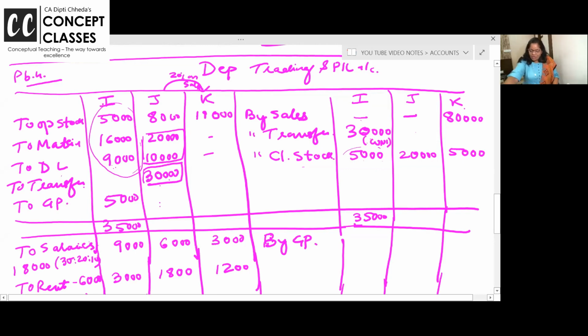Have you tried this? How much are you all getting? J is transferring to K at 20% profit on sales. And now J's cost we know: 8,000, 20,000, 10,000, 30,000 and 20,000. Got it? Even what J has got from I, is that going to be a transfer? For J, what has come from I is also a purchase, and this is also a purchase, no? Are you getting it?